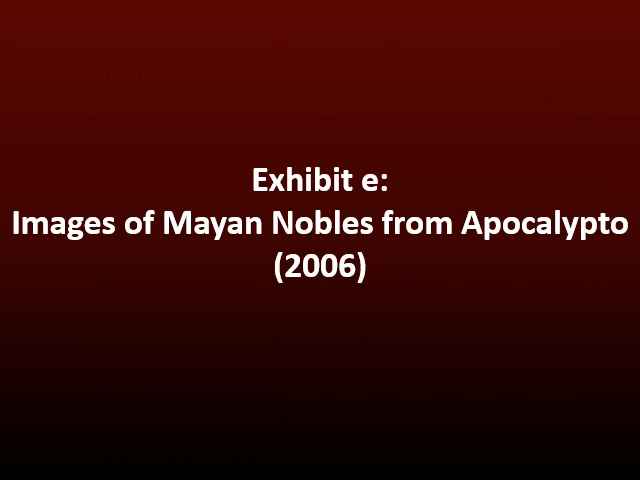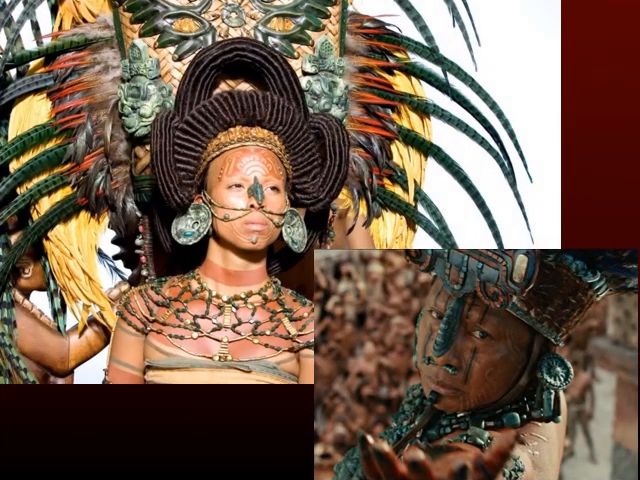is an image of Mayan nobles from a movie called Apocalypto. It was made in 2006. So here are the pictures. From this, you can see that they have a lot of tattoos and piercings, headdresses, various clothings, jewelry, things like that. So based on these pictures and what we've talked about, does this tell you that the Mayans were advanced?